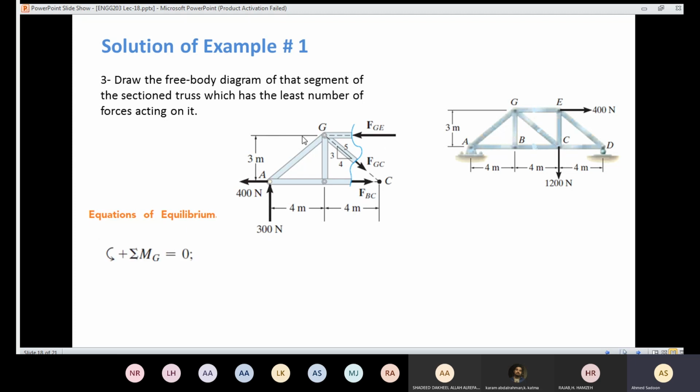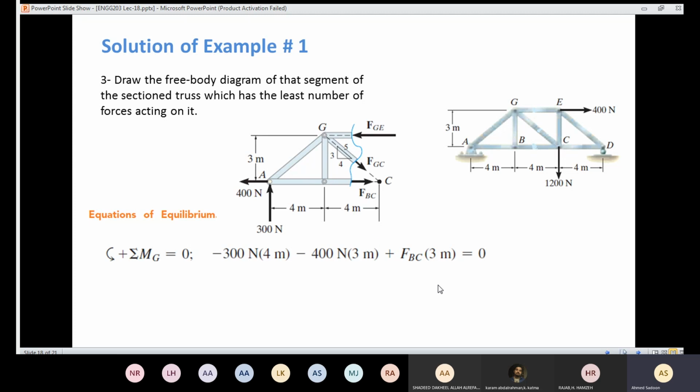So if I'm going to take the moment about the joint C, I'm going to have that force here is going to be negative. The perpendicular distance is 4, and also this force here is going to produce negative moment, and the perpendicular distance is 3, while the force FBC is going to cause counterclockwise moment, which is positive moment, and the perpendicular distance is 3 meters.